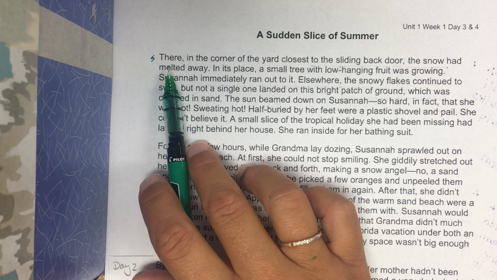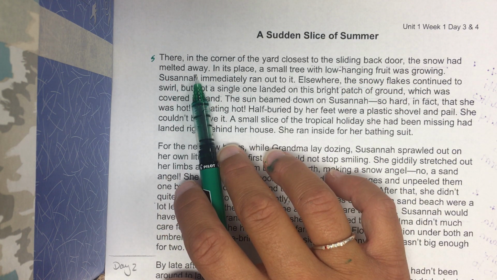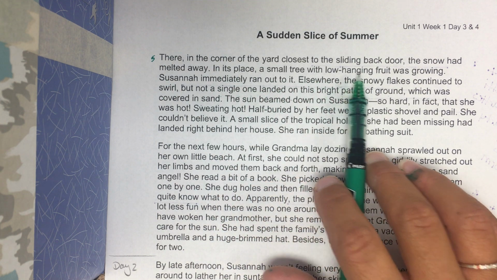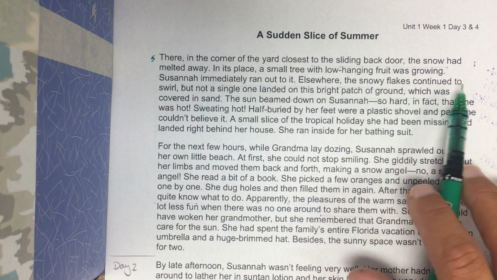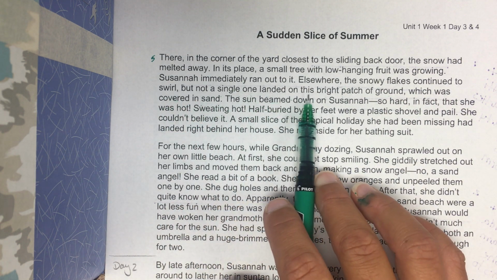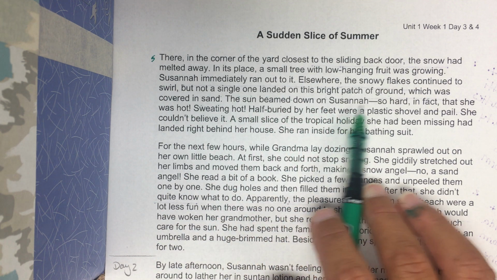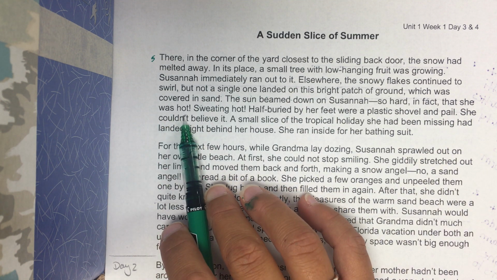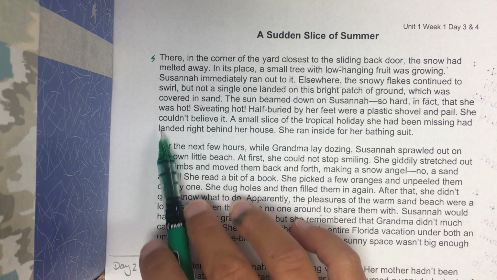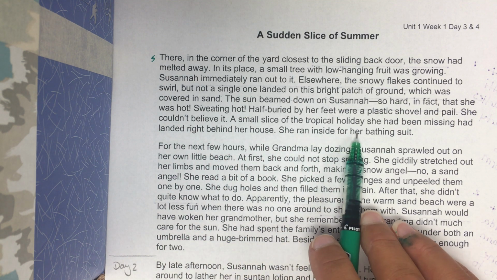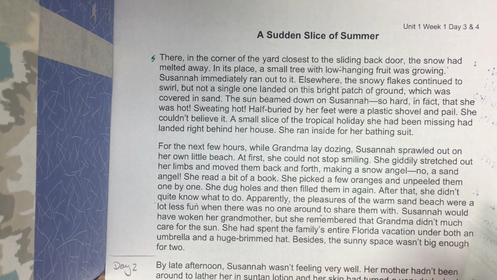Let's read together. There, in the corner of the yard closest to the sliding back door, the snow had melted away. In its place, a small tree with low-hanging fruit was growing. Susanna immediately ran out to it. Elsewhere, the snowy flakes continued to swirl, but not a single one landed on this bright patch of ground, which was covered in sand. The sun beamed down on Susanna, so hard, in fact, that she was hot. Sweating hot. Half buried by her feet were a plastic shovel and pail. She couldn't believe it. A small slice of the tropical holiday she had been missing had landed right behind her house. She ran inside for her bathing suit.